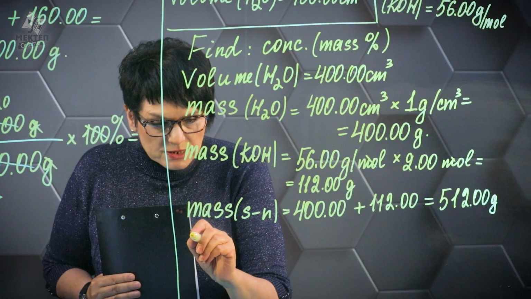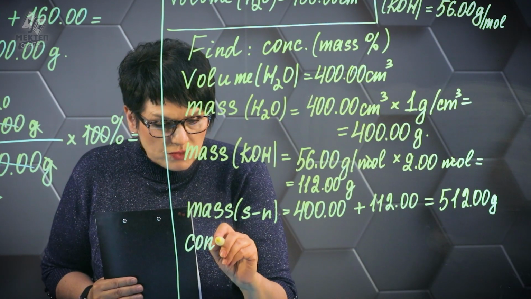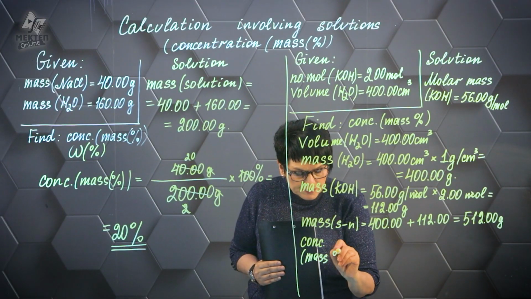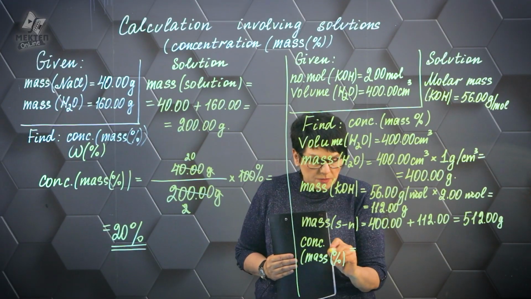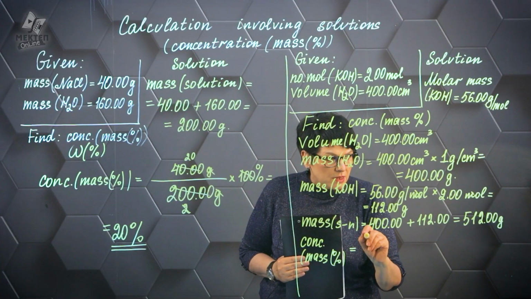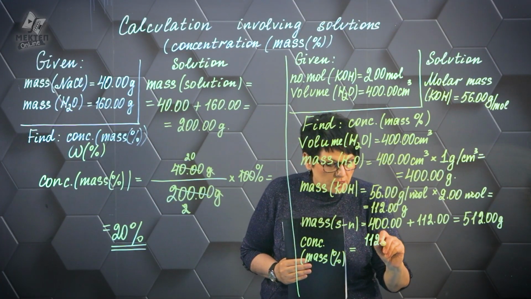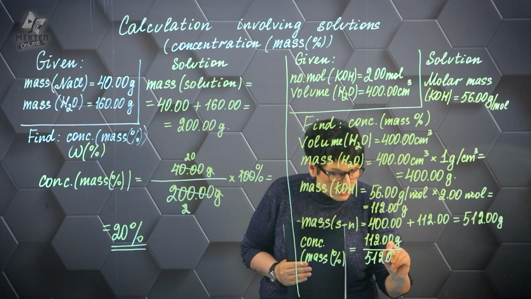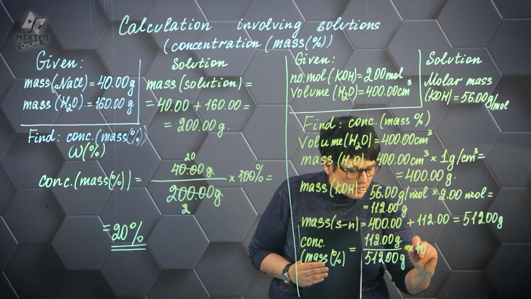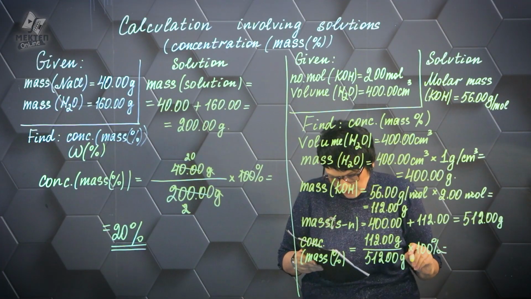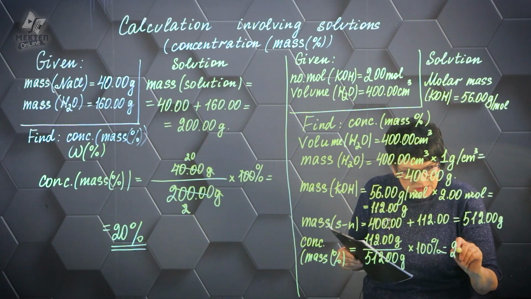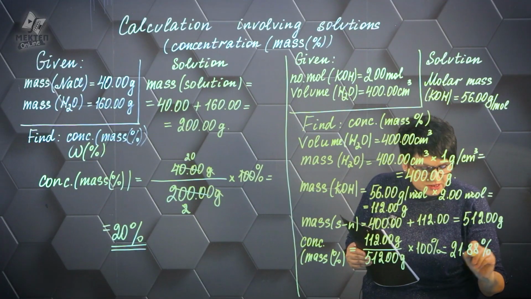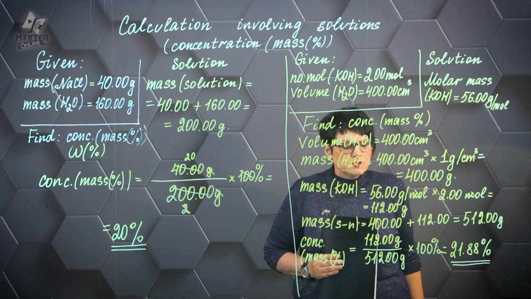Now to find the concentration expressed in percent will not be difficult. We find it in relation to the mass fraction, and it will be respectively the mass of the dissolved substance, 112 grams, attributed to 512 grams of our solution and expressed as a percentage. So accordingly, this value will be equal to 21.88 hundredths. So the answer to the problem will be like this.